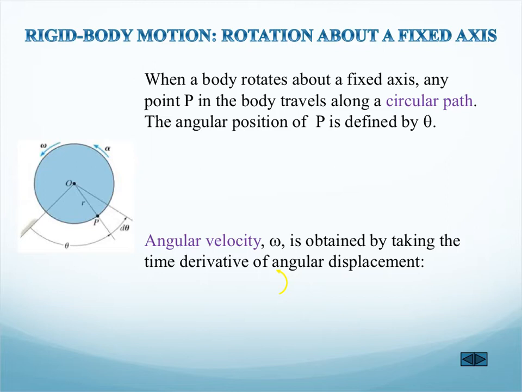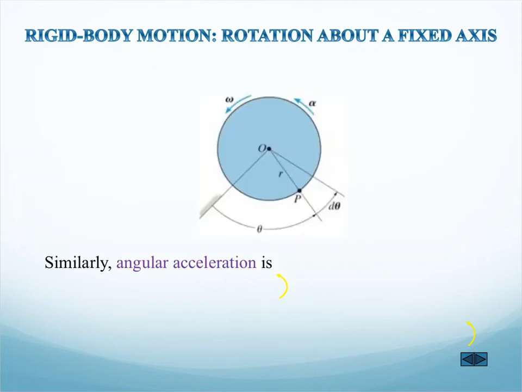So if we want to think about omega, omega is the derivative of the angular position with respect to time. And so it's just omega is d theta dt. And the angular acceleration is the derivative of the angular velocity with respect to time, which can also be expressed as the second derivative of the angular position with respect to time. So this should all be review for you in terms of these definitions.